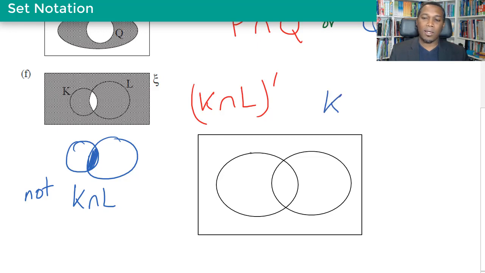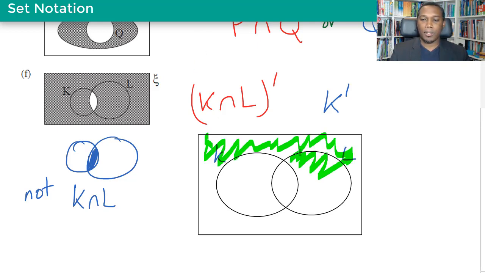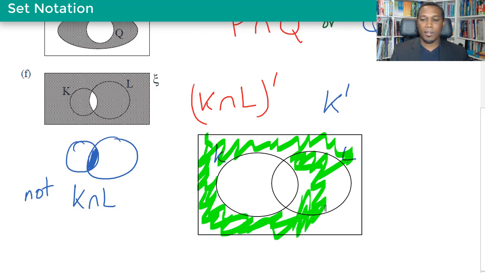If I ask you, on a diagram, go through the process. Shade K prime, the complement of K, the region that represents all the elements not in K. Draw a diagram, shade that. You've done it. Okay, good stuff. What did you shade? Let me label it. I have K, I have L, and what you should have shaded was this bit here. K complement is all of this.